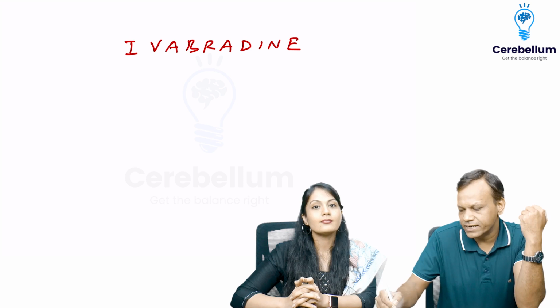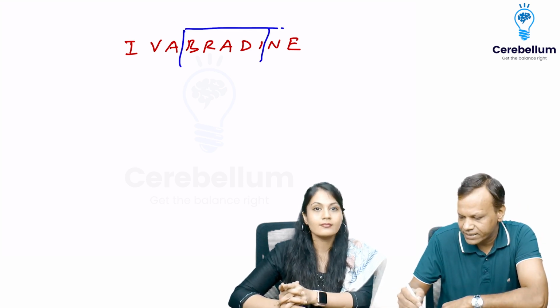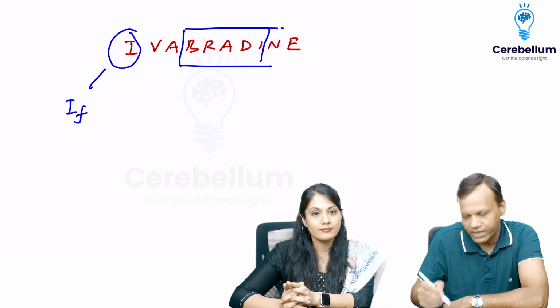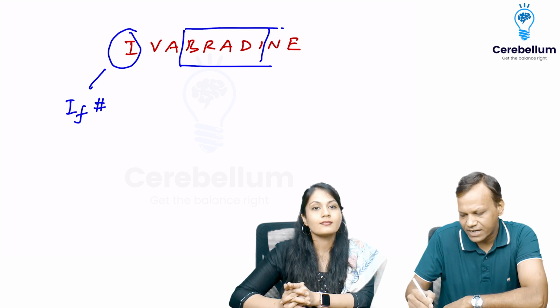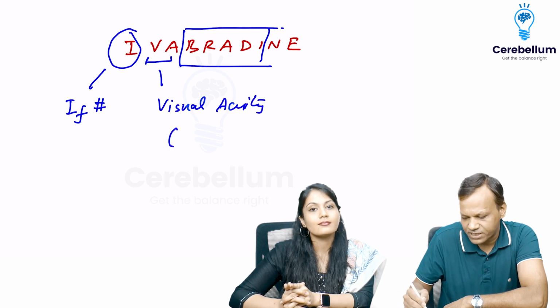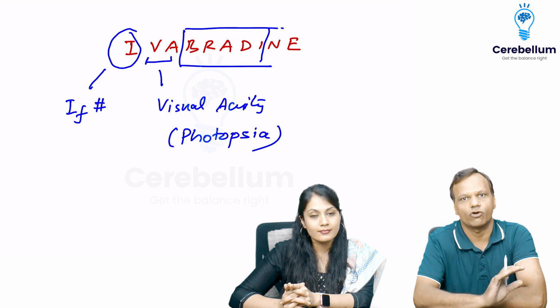So everything is written in the name of the drug itself. The name says it is a bradycardic agent. It acts by blocking the IF, that means funny current, and the main side effect of this is effect on visual acuity. So this drug causes photopsia. There will be flashes of light in the eye, that is called photopsia.